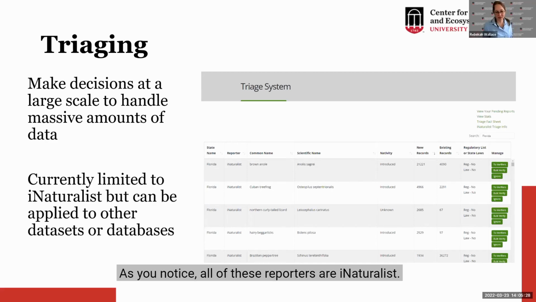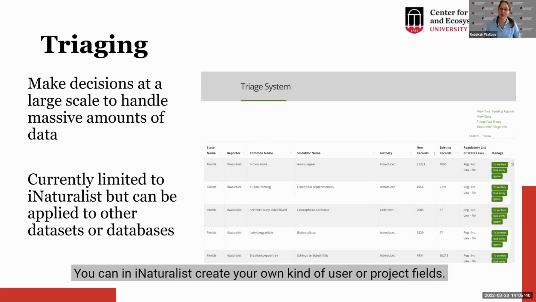As you notice, all of these reporters are iNaturalist. We are pulling data from iNaturalist. We are not pulling every piece of information that might be associated with a record. You can, in iNaturalist, create your own kind of user or project fields. We are not pulling data from those because those are not standardized. We are pulling basically any field that iNaturalist standardizes across its form, but not those user-defined fields.